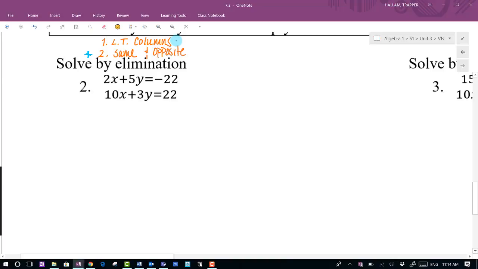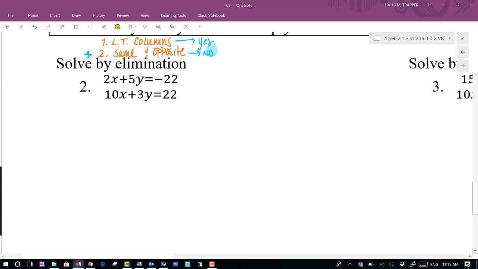All right, so for like term columns, do we have that? We do. We have x's over x's, y's over y's, equal signs over equal signs, and constants over constants. So in this example, we do have like term columns, but what you'll notice is that neither of our two variables have the same and opposite coefficient. So this is a 2 and a 10 for the x's, so those are not the same and opposite, and a 5 and a 3 are also not the same and opposite. So no, we don't have it.